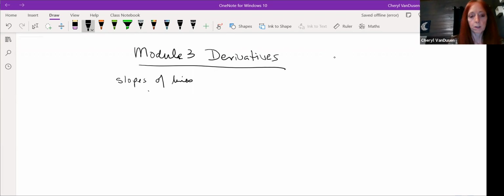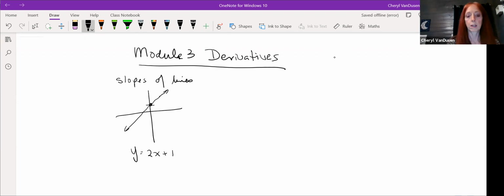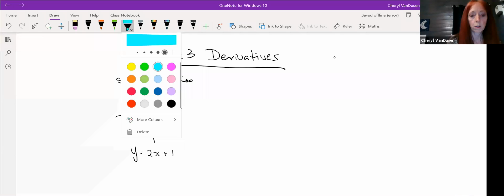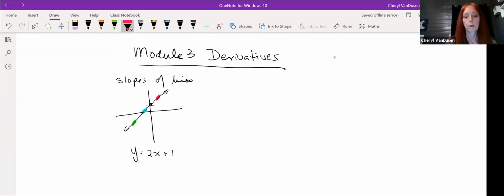So if I gave you something like y equals 2x plus 1, you don't have to really remember how to graph it, but you graph the y-intercept of 1, and you go up 2 and over 1, and you get this nice line. The slope of that line is always 2. Anywhere along there, at the green, the light blue, and the red, all of those slopes are 2. The slope of a line is always constant. That's something we learned way back when.